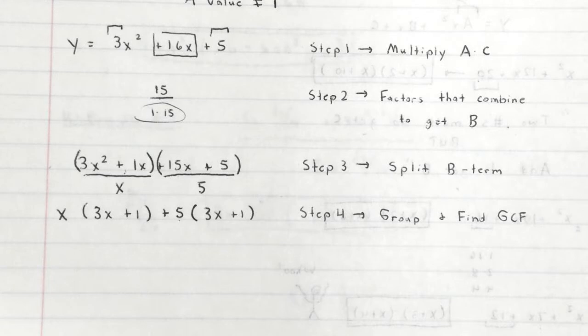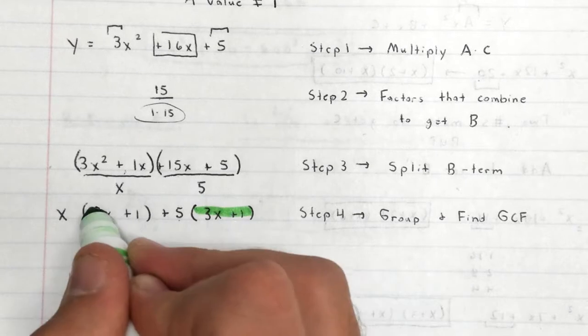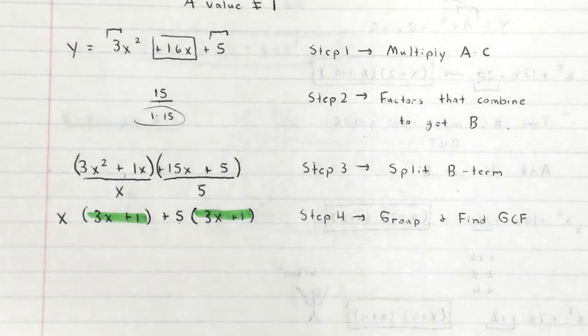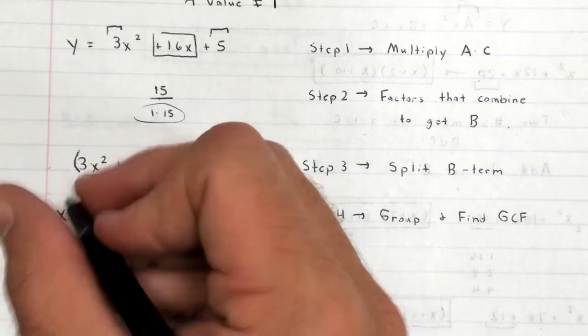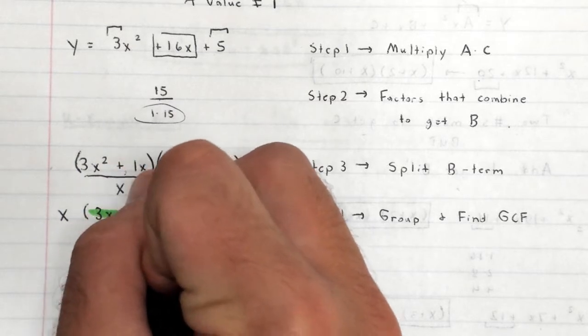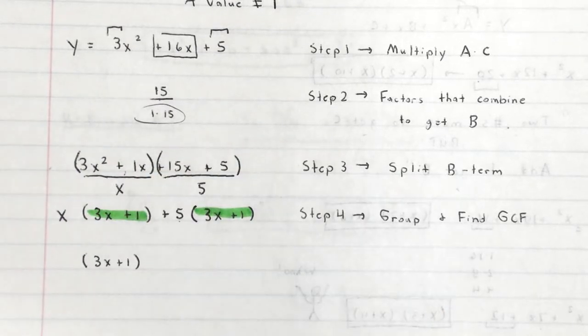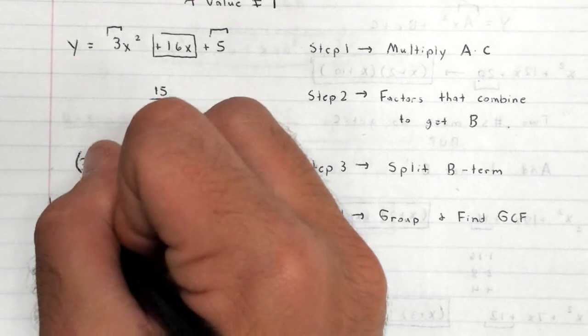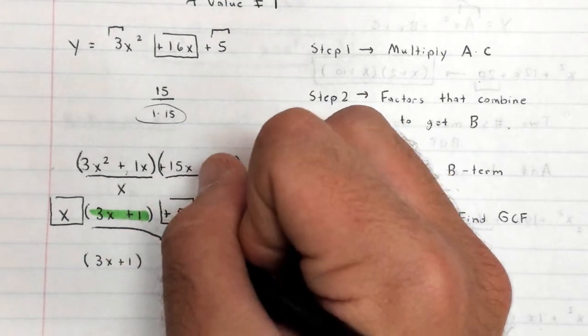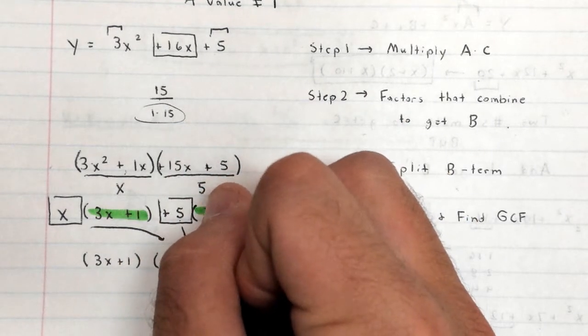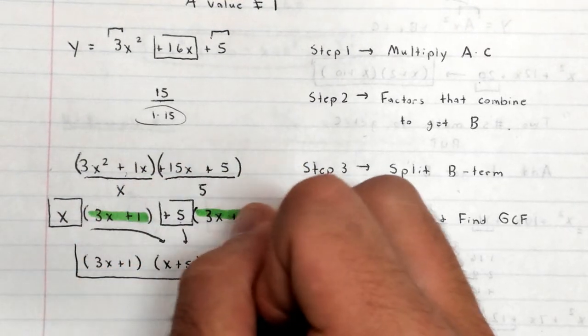Now, here's the part where everyone messes up, and you don't need to. This is actually the easiest part. You're done doing your work. The thing that is inside the parentheses, here and here, it should always be the same. This represents one of your factors, 3x plus 1. The stuff that is on the outside, I'm going to combine them together, and that will be my other factor. And you're done.